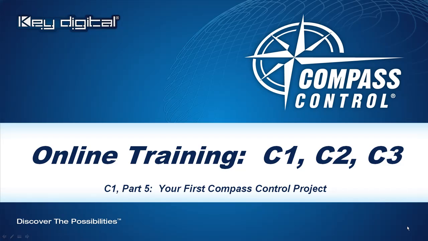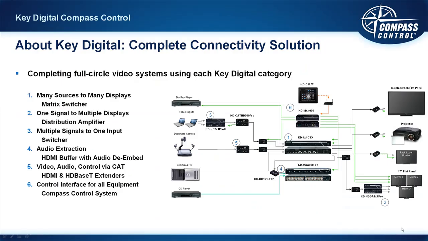This is level C1 part 5, your first Compass Control project. Everything we've discussed so far has introduced you to the system and given you an understanding of what the system is, and by golly, you've sold your first Compass Control project. So congratulations. What are the next steps here? What is the checklist to go over for your first Compass Control project?